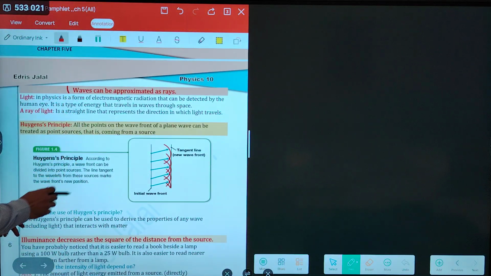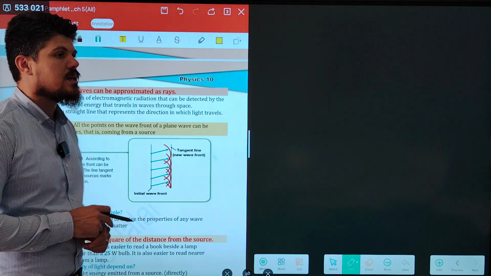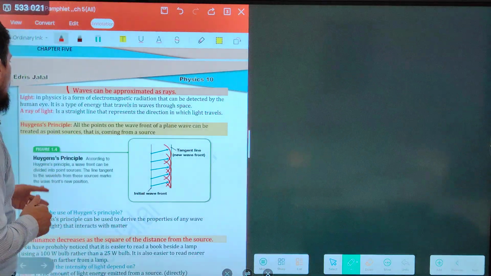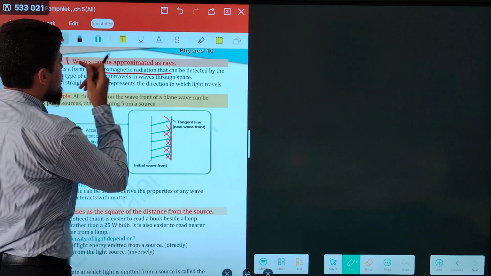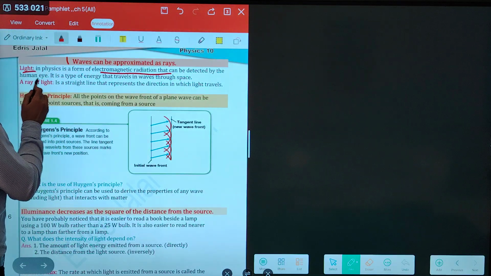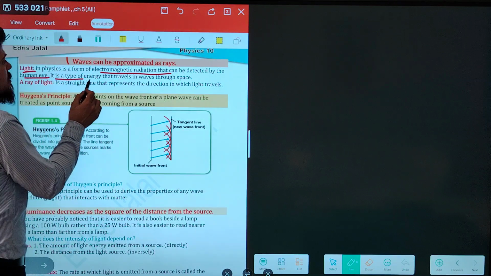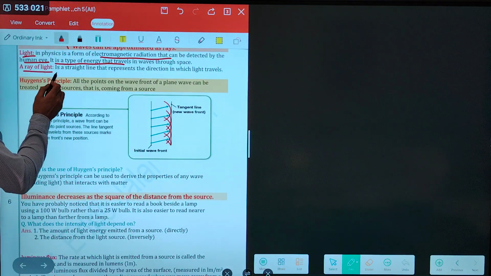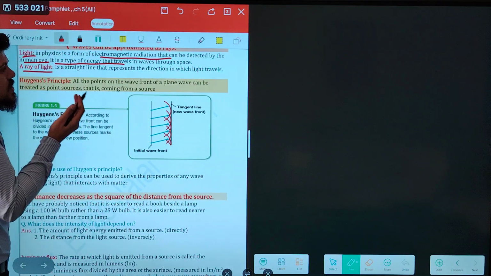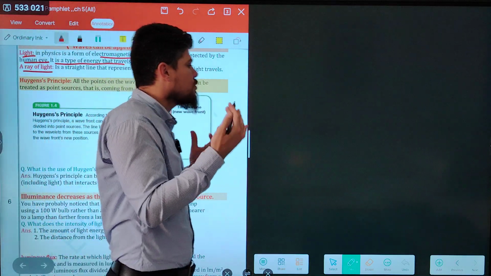Another topic, guys: waves can be approximated as rays. Okay? Light in physics is a form of electromagnetic radiation that can be detected by the human eye, the visible part. It's a type of energy that travels in a wave through space. A ray of light is a straight line that represents the direction in which the light travels.